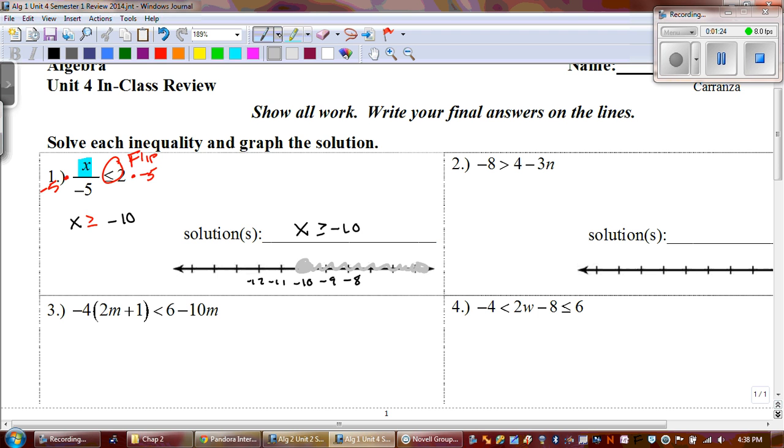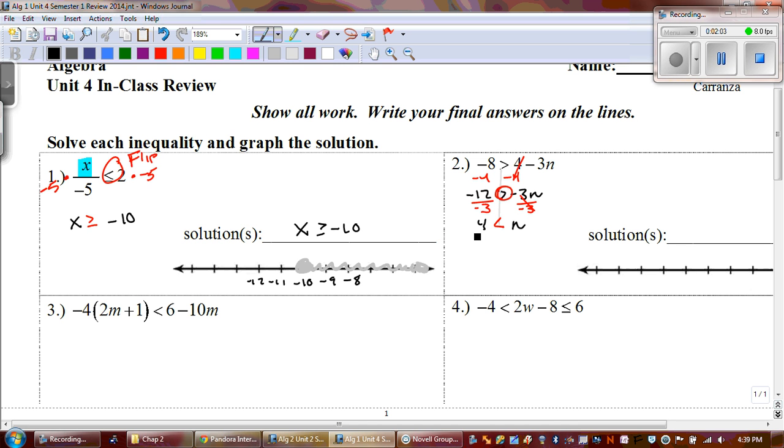All right, number 2. Go ahead and draw your line down the middle to help you solve. We want to subtract the 4 to the other side, and we get -12 is greater than -3n. We want to get the n by itself, so we're dividing by -3. -12 divided by -3 is 4. We divided by a negative, so I have to flip the sign. And then we have n.